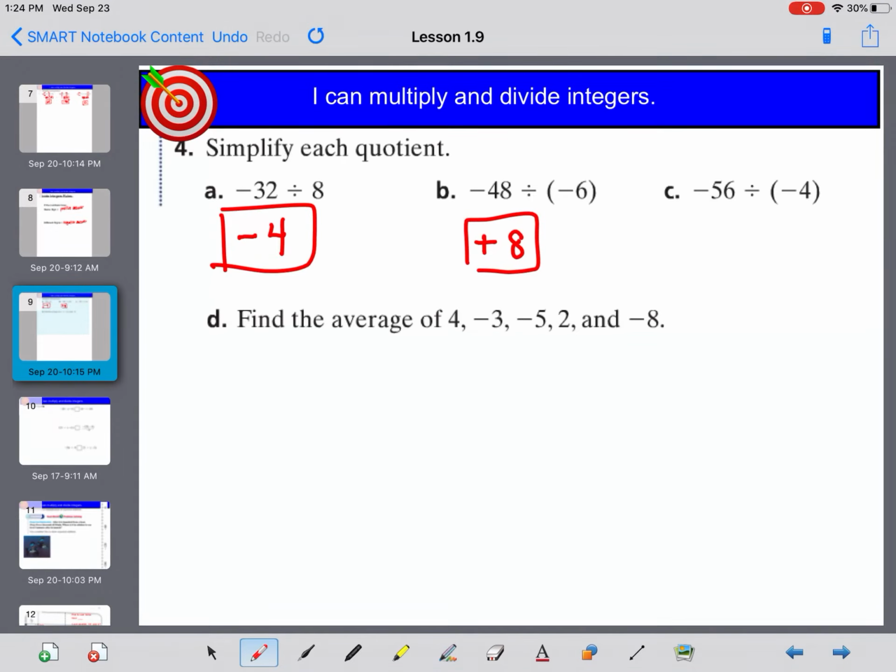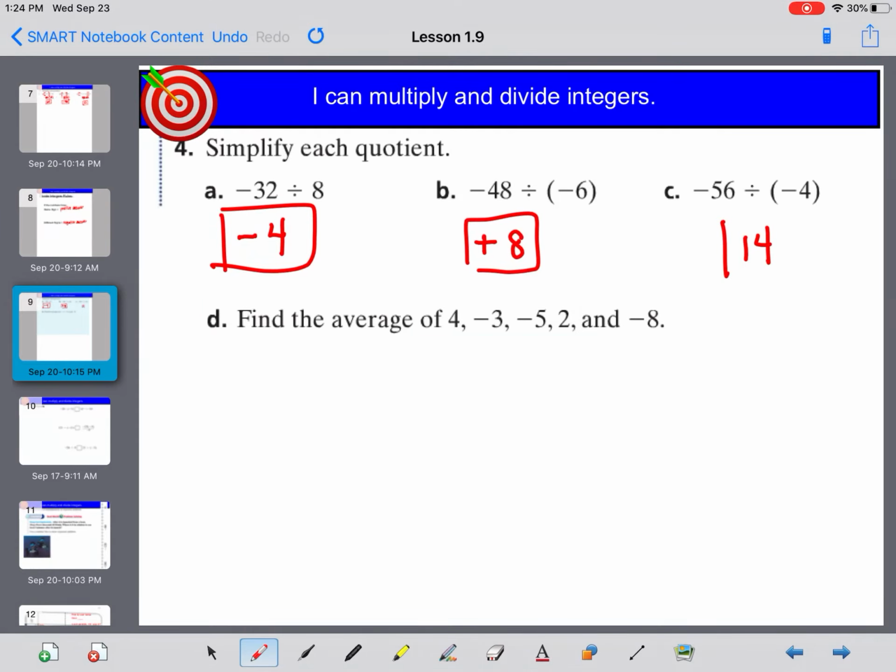Letter C, negative 56 divided by negative 4. The signs are the same, so I know my answer is positive. 56 divided by 4 is 14.